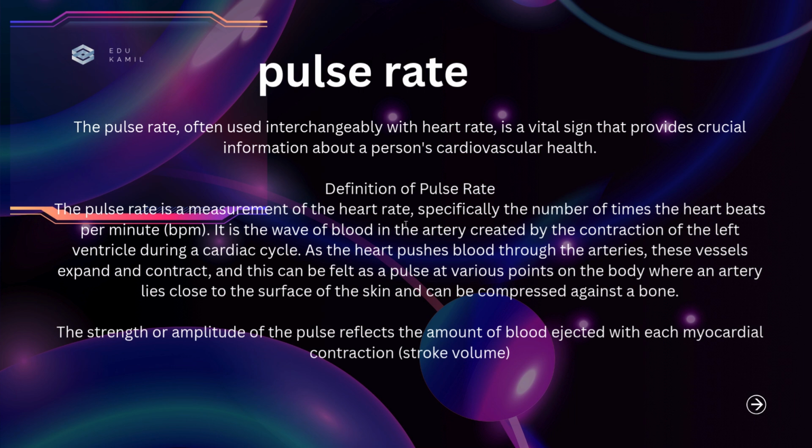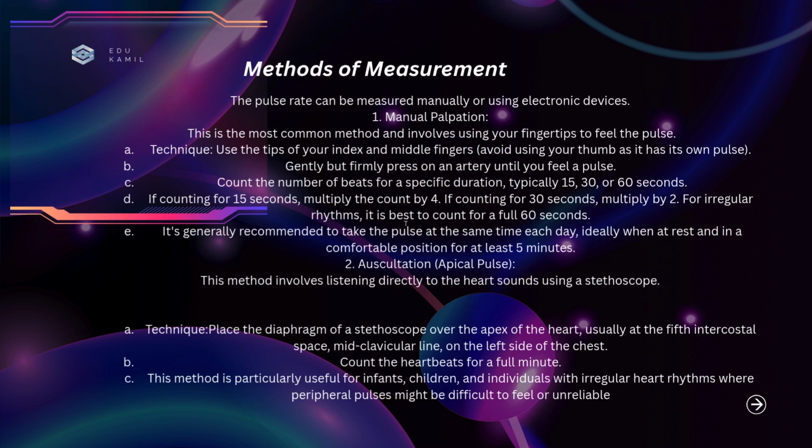The strength or amplitude of the pulse reflects the amount of blood ejected with each myocardial contraction, stroke volume. Methods of measurement. The pulse rate can be measured manually or using electronic devices. 1. Manual palpation. This is the most common method and involves using your fingertips to feel the pulse.